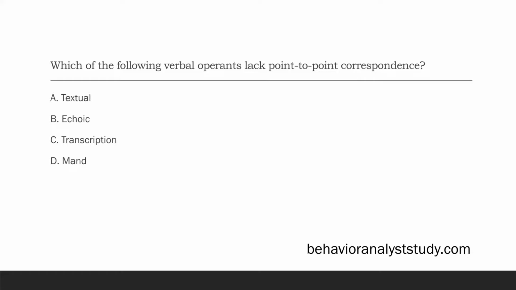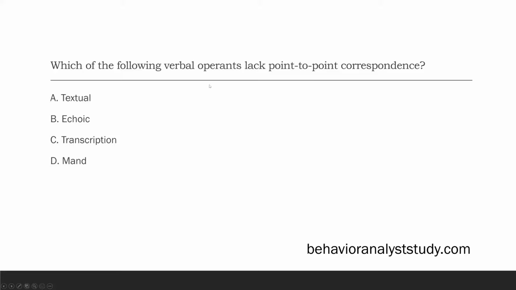Point-to-point correspondence is tricky to wrap your head around at first. All point-to-point correspondence says is that any verbal SD or verbal behavior has the same beginning, middle, and end as the responding verbal behavior. In other words, an echoic. If I say walk the dog, in echoic, somebody would be saying walk the dog. Those two things have the same beginning, middle, and end. They have point-to-point correspondence. If I said walk the dog and the person said outside, they don't have the same beginning, middle, and end. There is no point-to-point correspondence. You have to get your head around that fact.